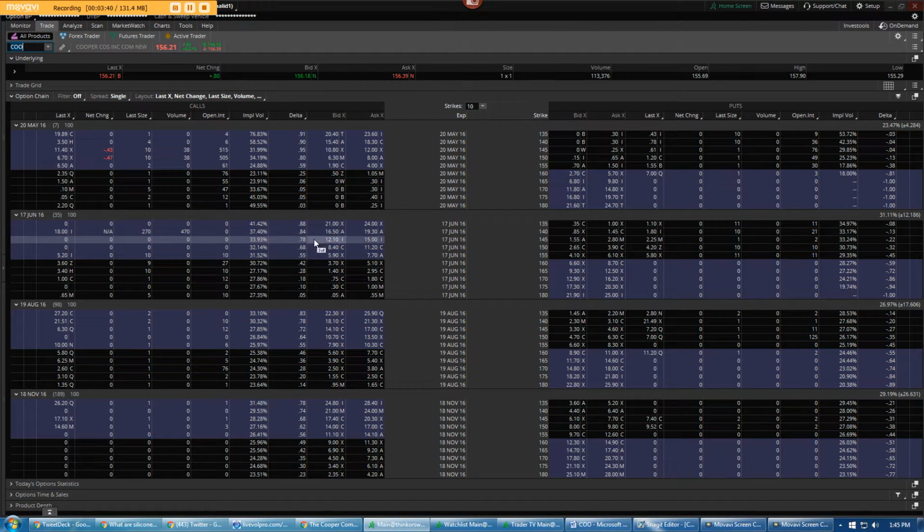They bought 470 contracts of deep in the money, high delta, delta is 0.84 here, June 140 calls with the stock trading at around 156. The bid and ask at the time of the trade was 15.30 by 18.20. Very wide bid and ask spread, and they paid all the way up to $18 per contract.